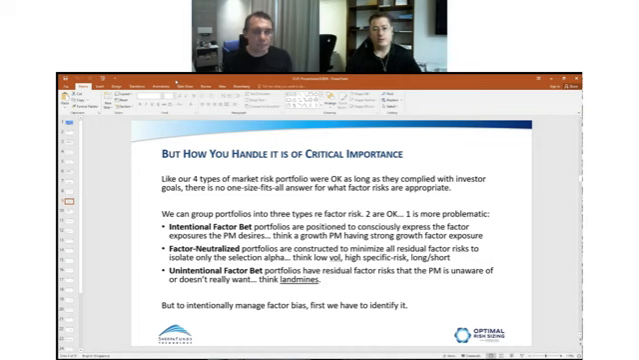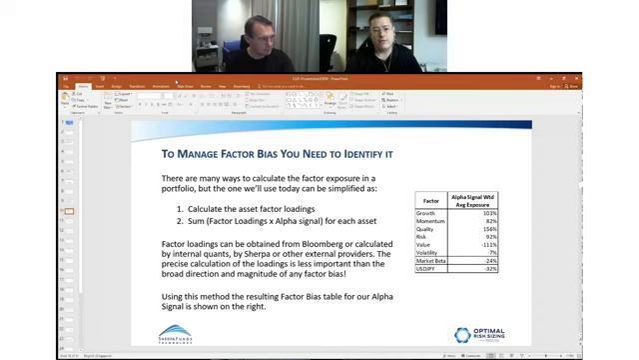The factor neutralized portfolio says that we're not going to take any factor bets. We don't want factor risk to be important. And then the unintentional factor bet approach is saying that we didn't care. We made a decision not to decide. And so the first two of those are basically okay, but the third one fundamentally is fairly problematic. So first, we have to identify that factor bias so that we can manage it, so that we can make that decision.